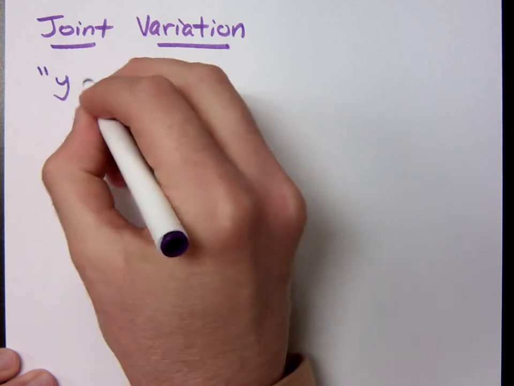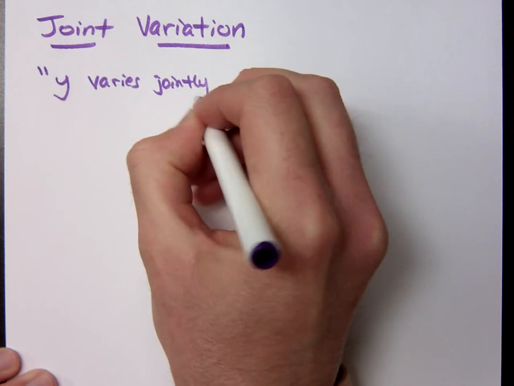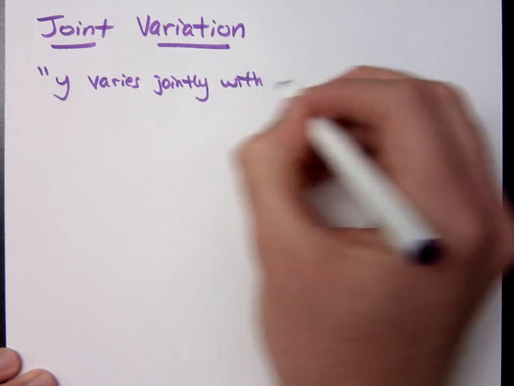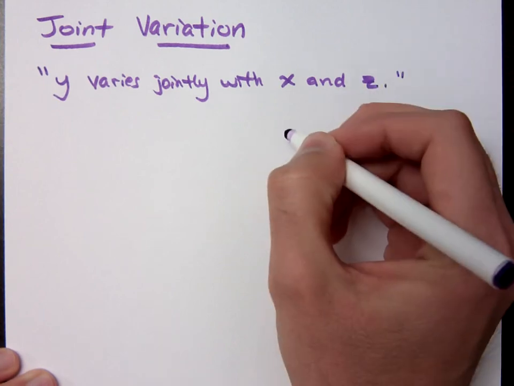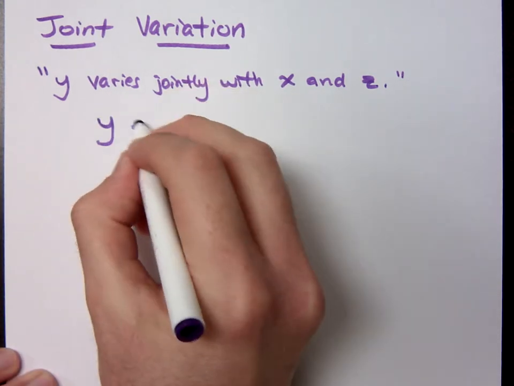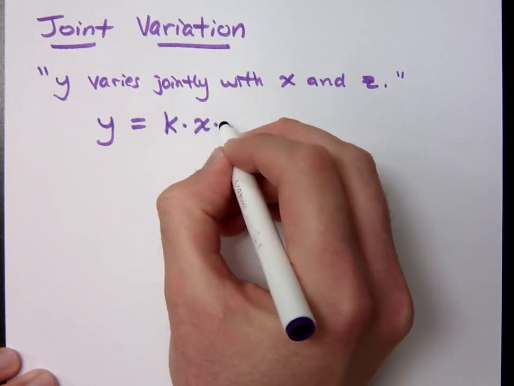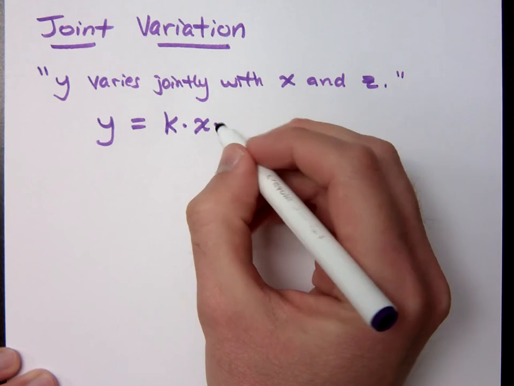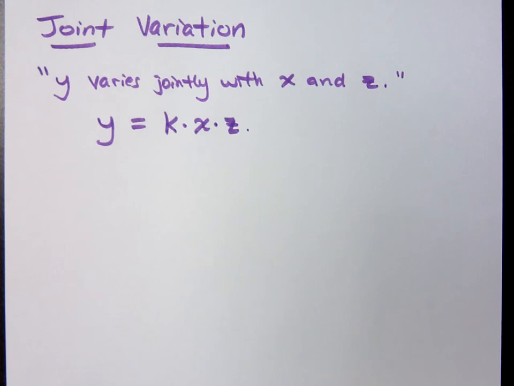You're going to see something like this: y varies jointly with x and z. See, here's the thing. We're not just talking about a relationship between y and x. We're talking about a relationship between y with x and z. When it varies jointly, you've totally seen the stuff before. You just don't remember it.